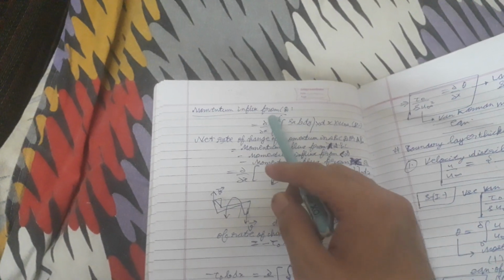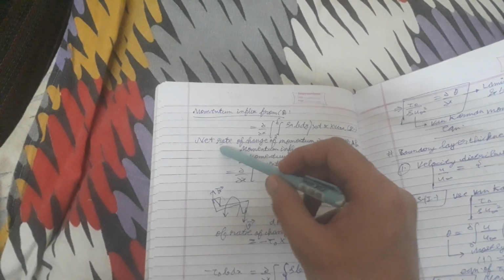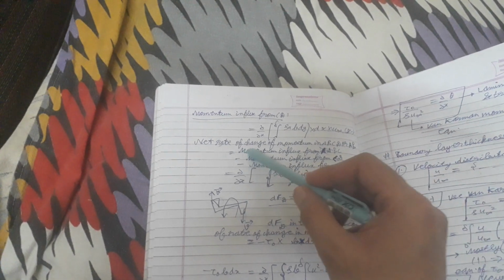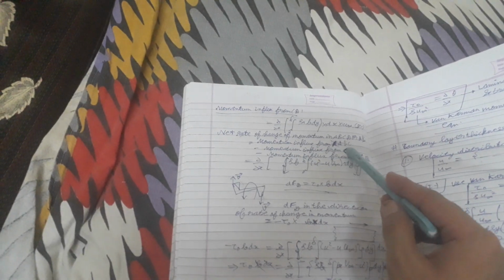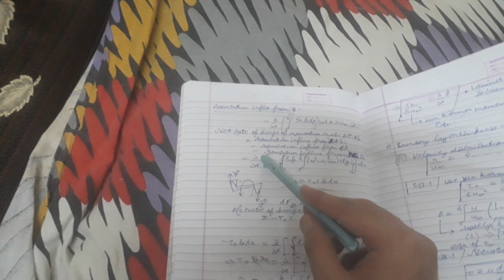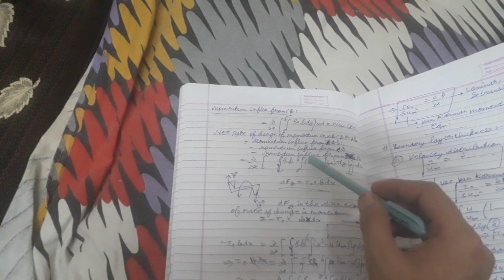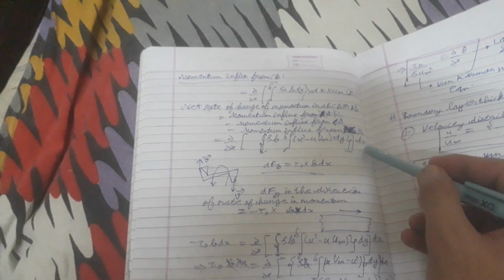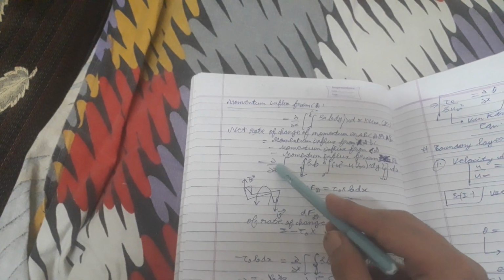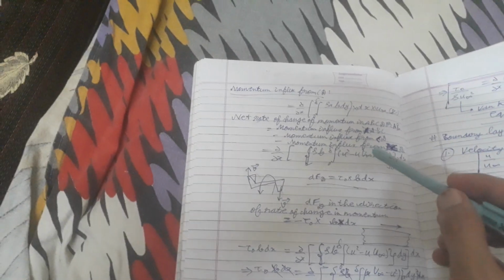Momentum influx from CD is equal to del by del x of the integration from 0 to delta of rho u b dy into dx into u infinity. The net rate of change of momentum in ABCD is equal to the momentum influx from BC minus the momentum influx from CD minus the momentum influx from AD, which is del by del x of rho b times the integration from 0 to delta of u square minus u into u infinity, into dy into dx.